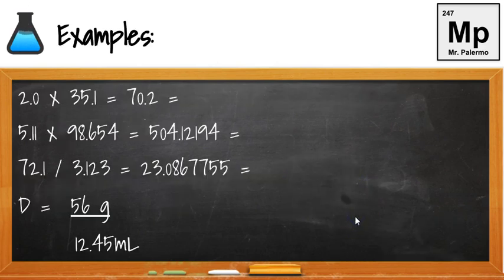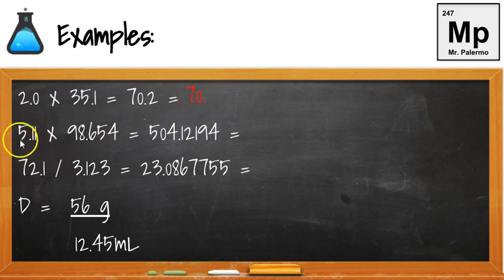So let's see some more examples. 2.0 times 35.1. This has 1, 2 significant figures. This has 1, 2, 3 significant figures. So the least number is going to be 2 sig figs, and so our answer gets rounded to 1, 2 sig figs. Notice I put a decimal point here. That's important. 70 without the decimal means that the 0 is not significant, and it would only be 1 sig fig. This decimal point makes this 0 significant, and now I have 2 sig figs.